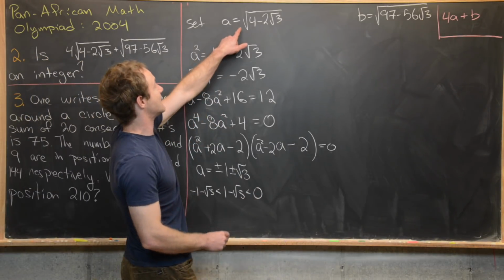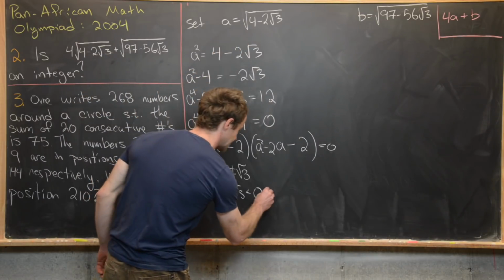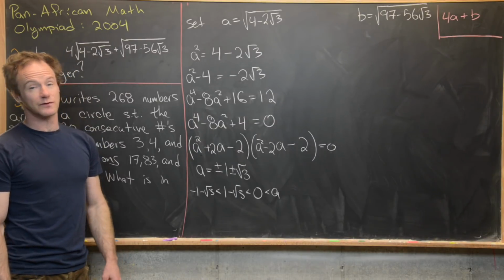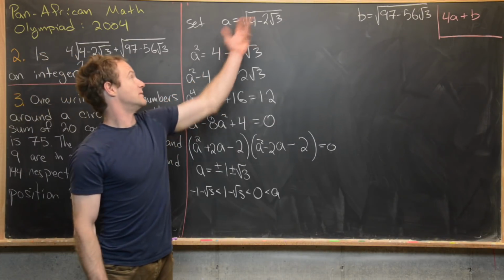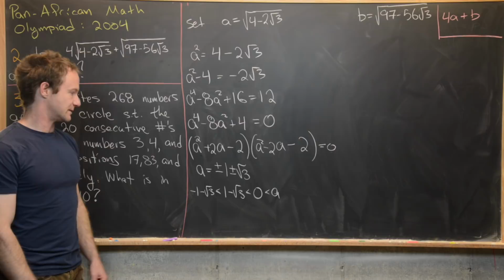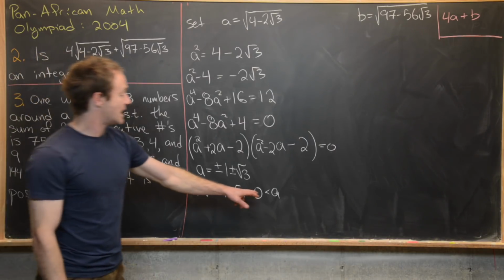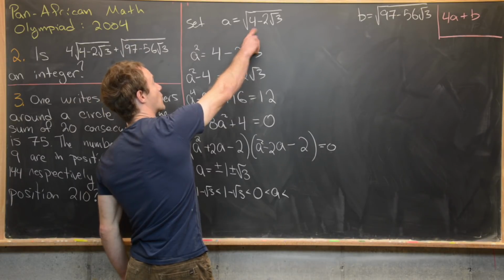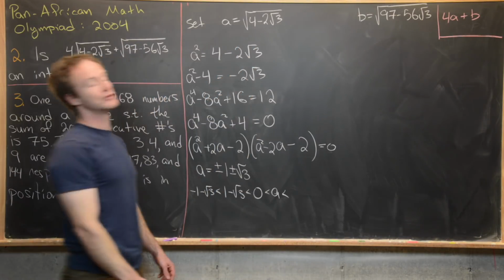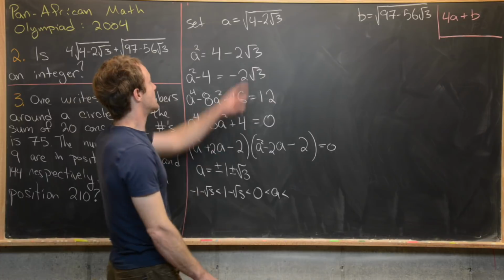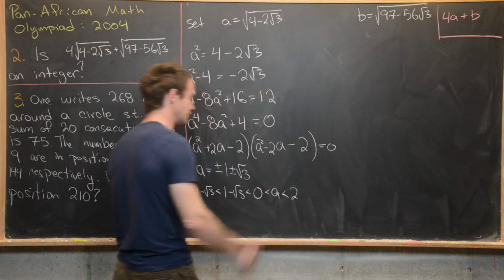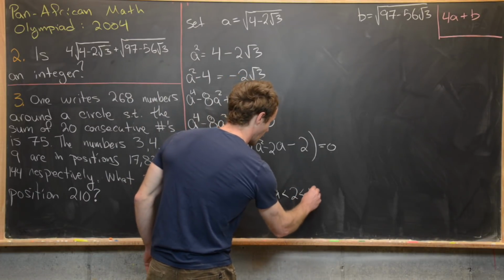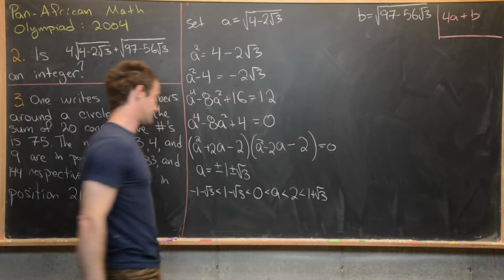But then A, if you look up here, A is positive. And so that's pretty clear because 4 minus 2 times root 3, well, that's going to be bigger than 0. So that's the square root of something bigger than 0. But A is going to be less than the square root of 4 because we could just drop this minus 2 root 3 and we'll get something bigger. But the square root of 4 is equal to 2. So A is less than 2, but that is less than 1 plus the square root of 3.